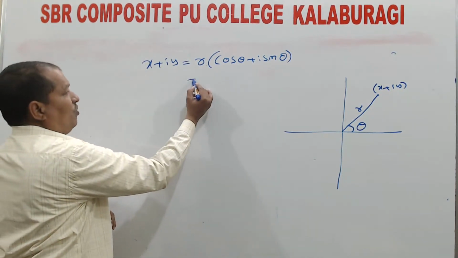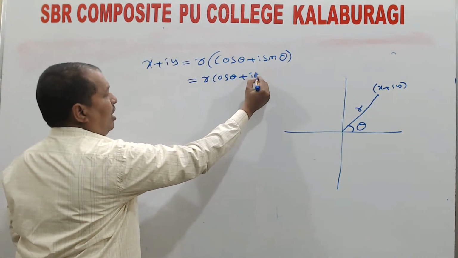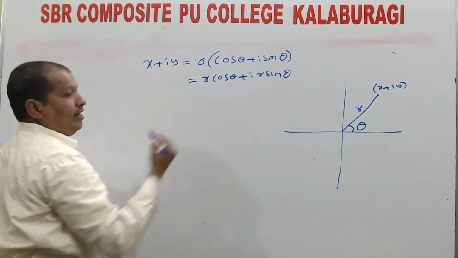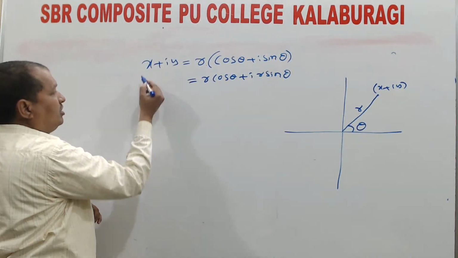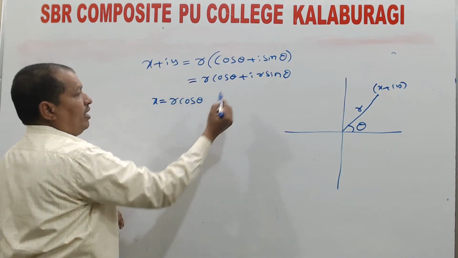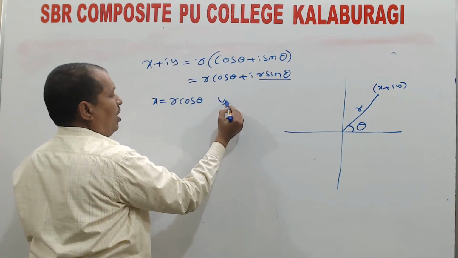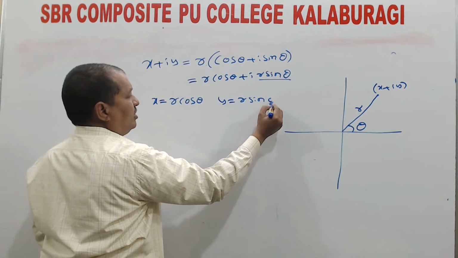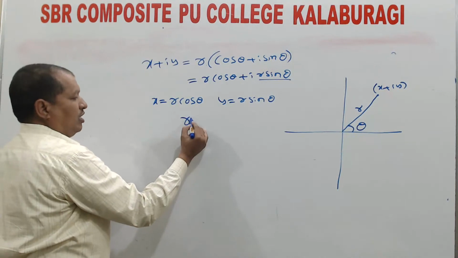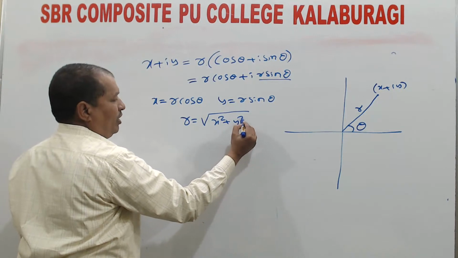Suppose we separate the real and imaginary terms: r cos theta plus i r sin theta. Equating the real part and the imaginary part, what is the real term? x equals r cos theta. What is the imaginary term here? r sin theta. So y equals r sin theta. Squaring and adding, you will get the modulus. Modulus equals root of x square plus y square.